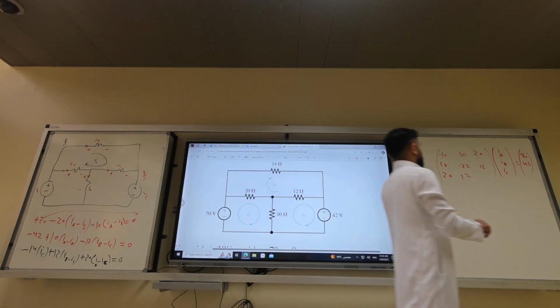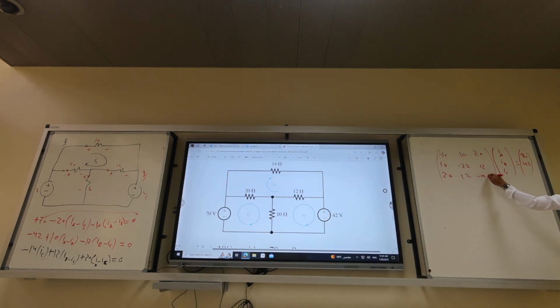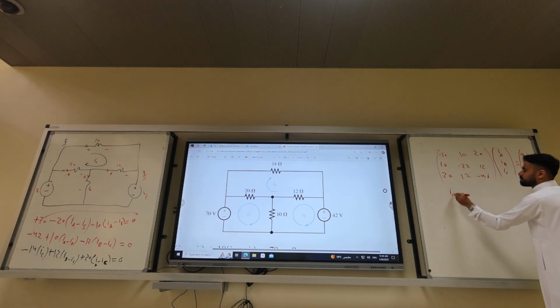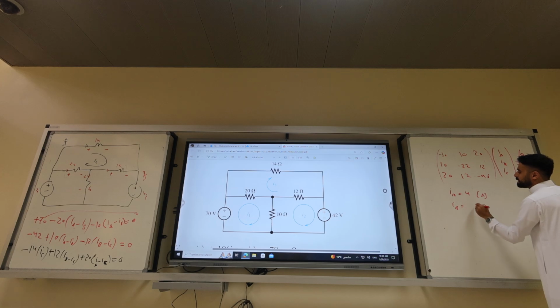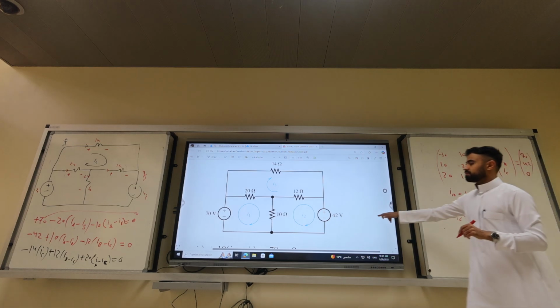Minus 46. Is there a constant? No. Is it right, minus 46? Yes. So what is IA? 4. 4 amps. What is IB? 1 amp. What is IC? 2. Did he solve it?